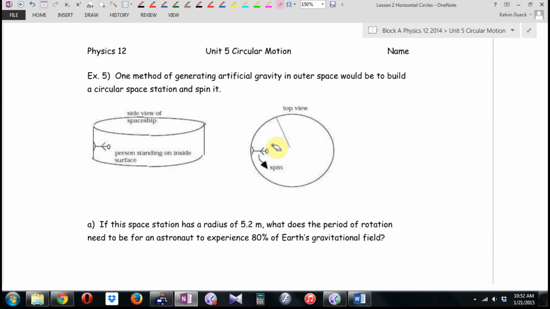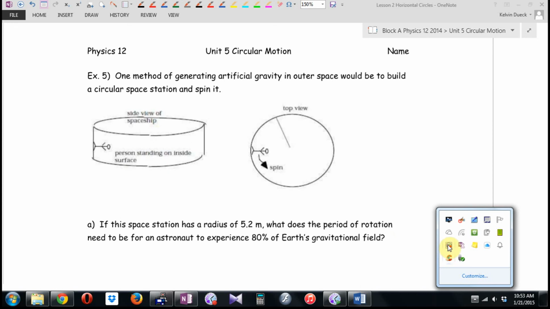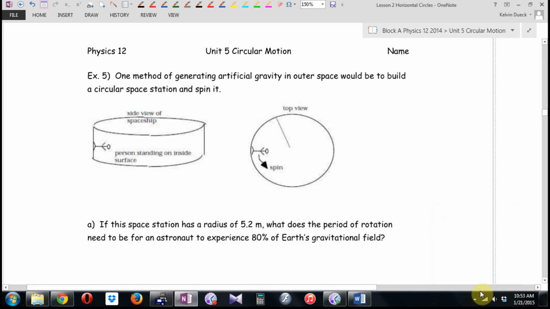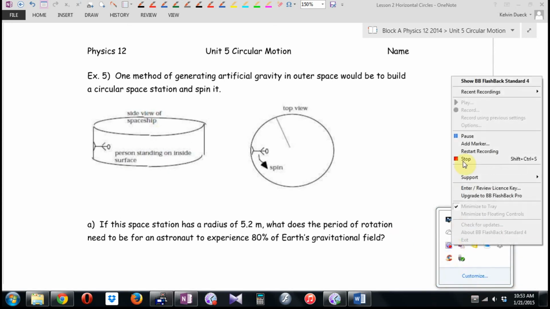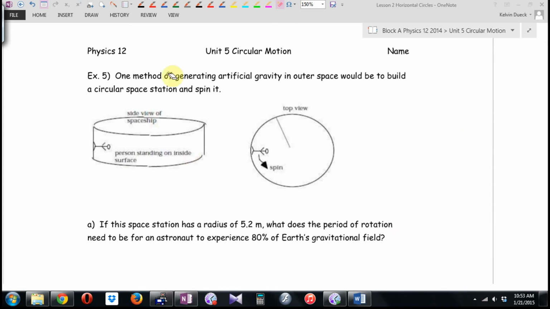So let's suppose we've built this space station and it's got a radius of, okay, I'm going to change this question. This is a bad example, I think. And again, let's try this again. No? Okay, pause. This is irritating me. Continue.